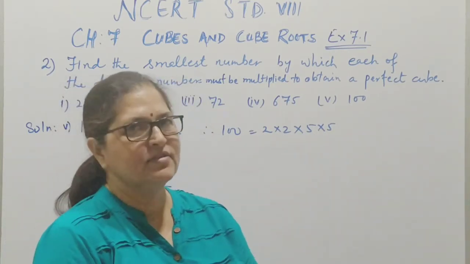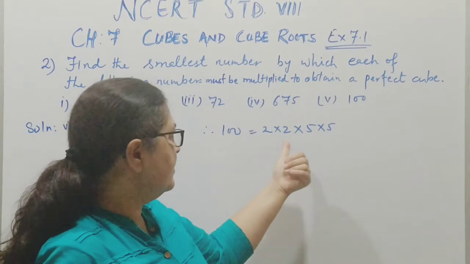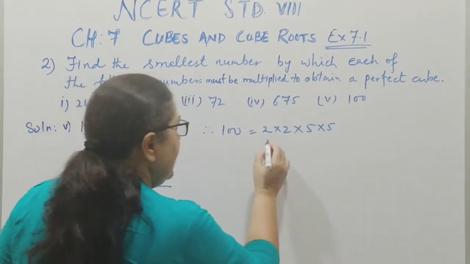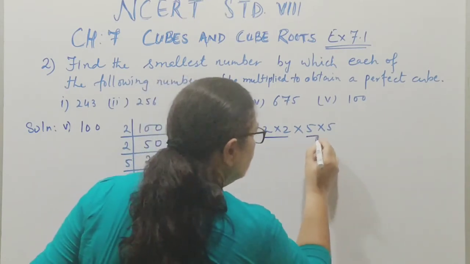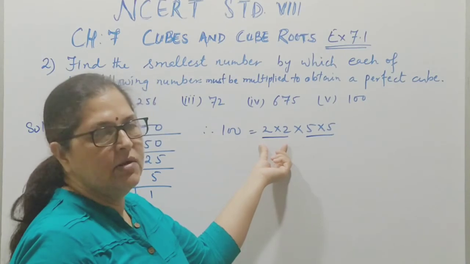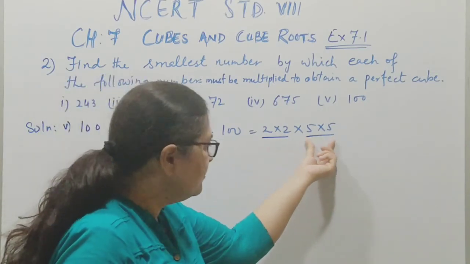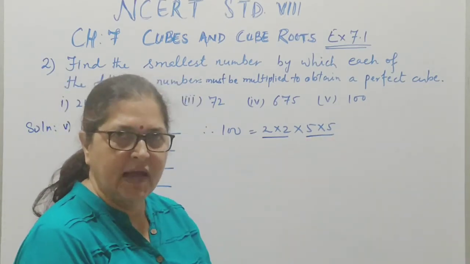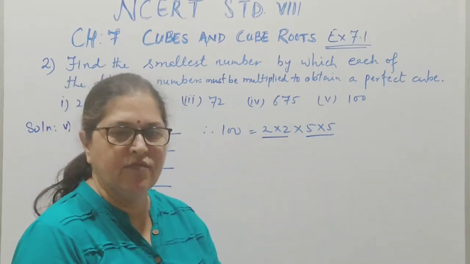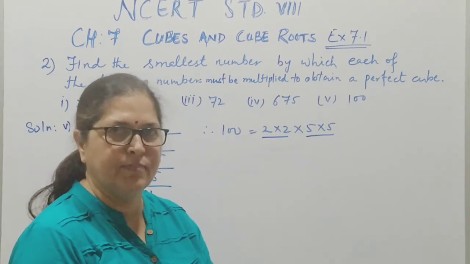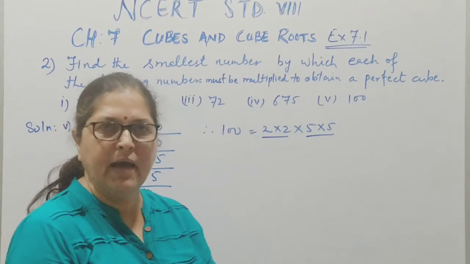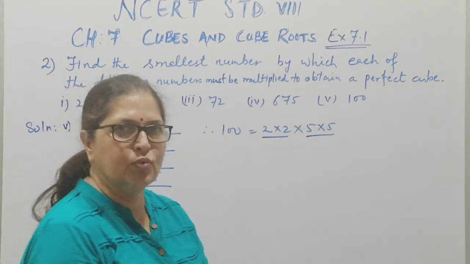So, from the factorization of 100, it is clear we don't have any triplet. So, we have 2 2's and 2 5's. To complete this triplet, we need one more 2, and to complete this triplet, we need one more 5. So, in short, we need 1 2 and 1 5 to complete the triplets. Hence, we need to multiply this 100 by 10, that is 2 into 5.